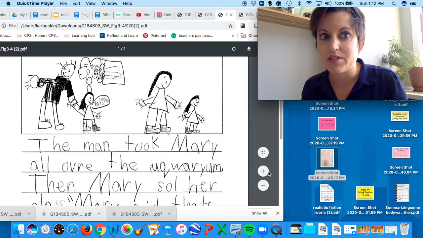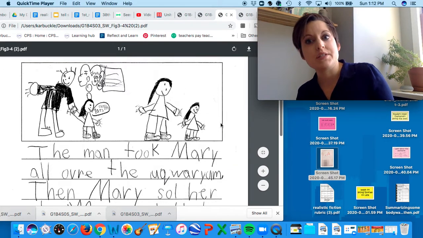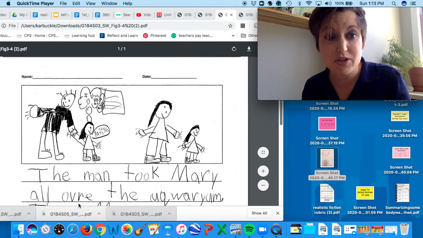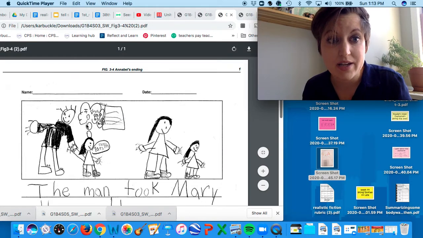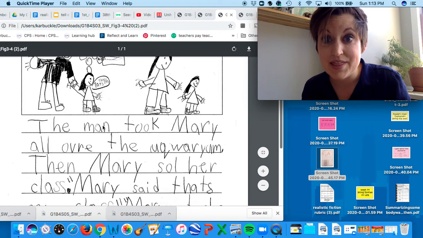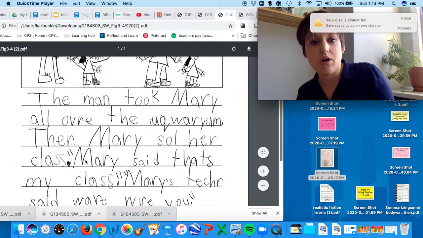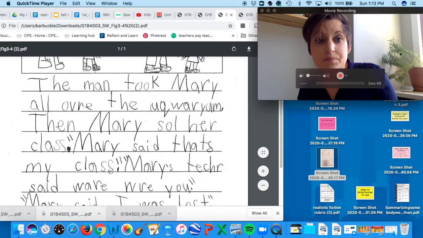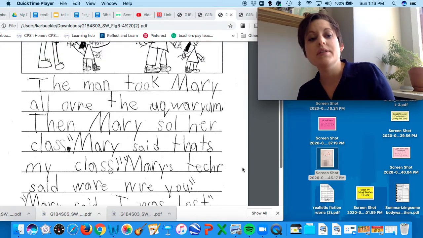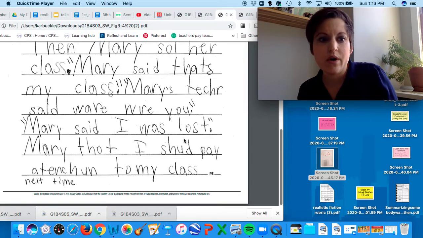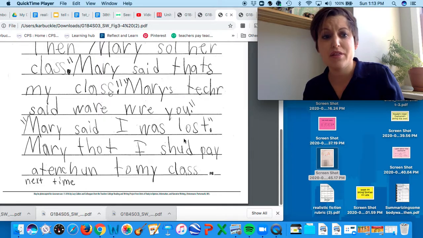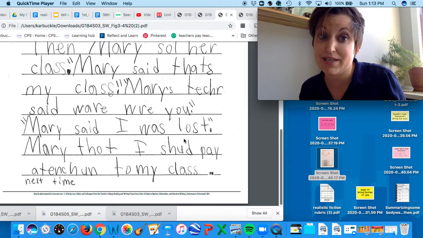So let's take a look at our first example today. This realistic fiction story was about a girl who got lost on a field trip, and this is the final page. So let's take a look at the picture first. You see that there are some speech bubbles, like "That's my class," and then we have a thought bubble as well, right? Like "I should pay attention," is what it says. And then it says, the man took Mary all over the aquarium. Then Mary saw her class. Mary said, "That's my class." Mary's teacher said, "Where were you?" Mary said, "I was lost." Mary thought, I should pay attention to my class next time.